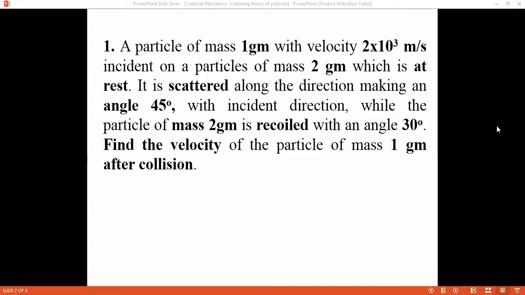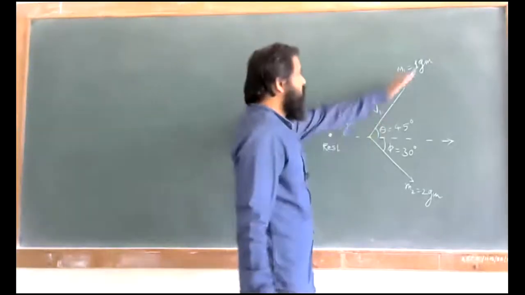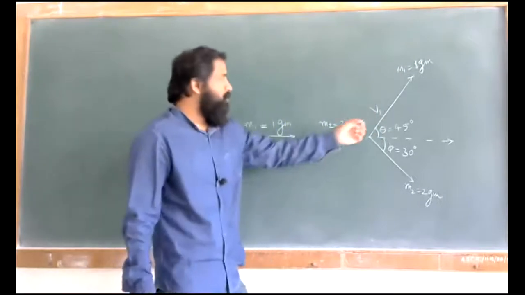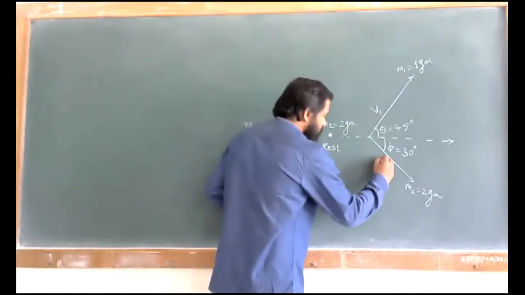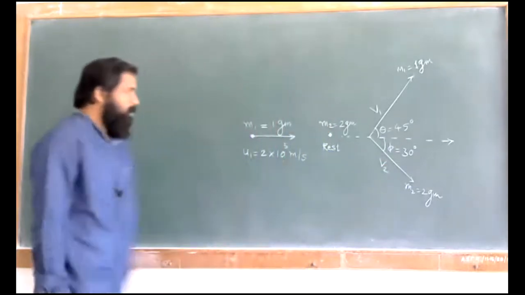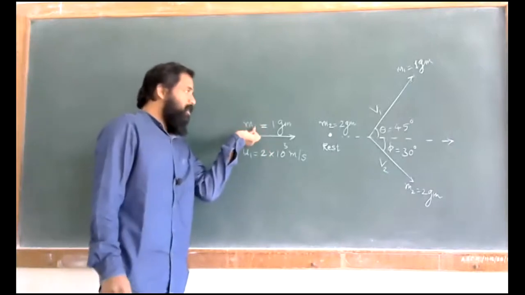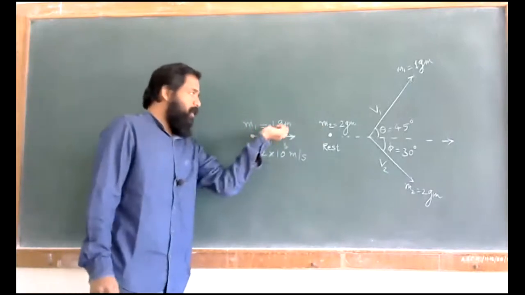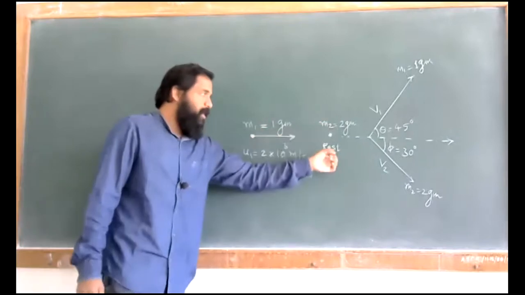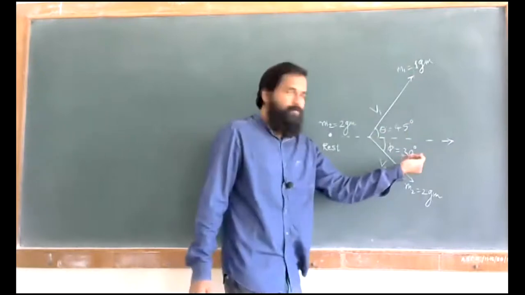Now what is asked? Find the velocity of the particle of mass 1 gram after collision. That means we have to find the value of v1. The velocity of the second particle we give as v2. So we have different quantities: two masses are given, the first particle is moving, the second particle is at rest, and after collision we have the angles theta and phi.